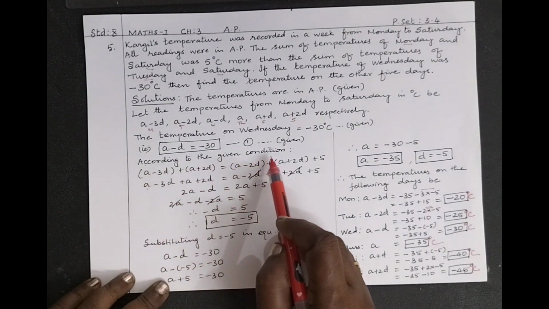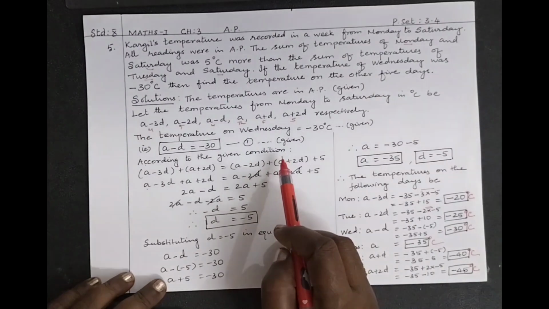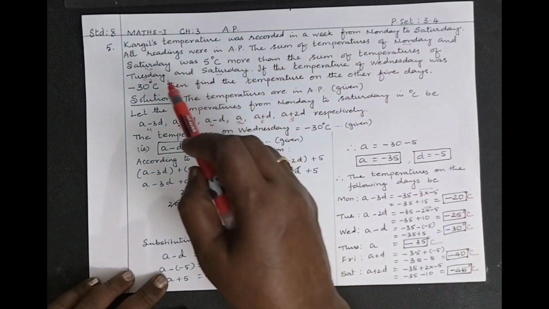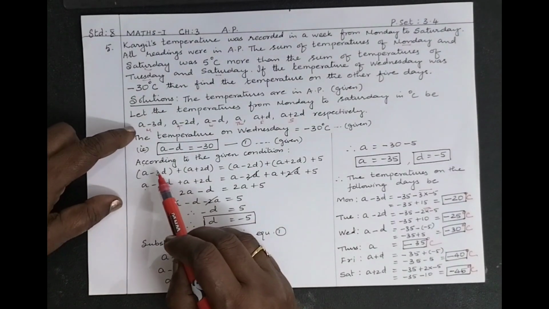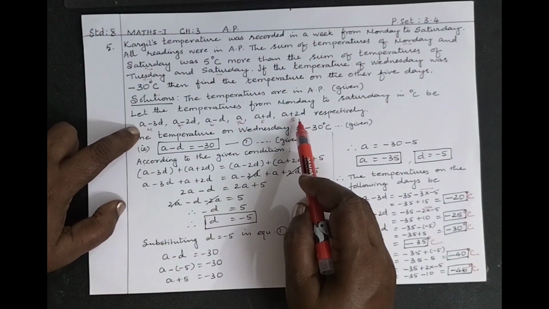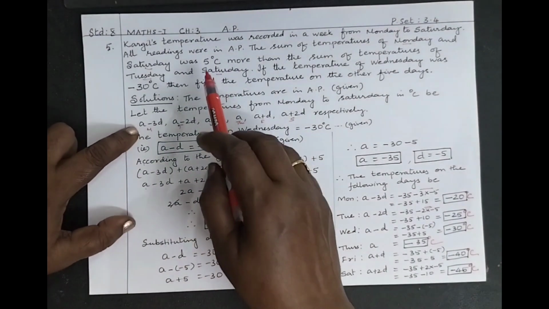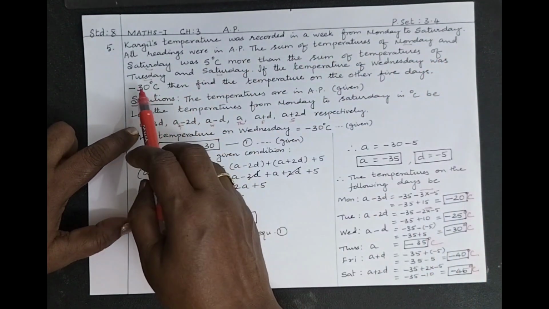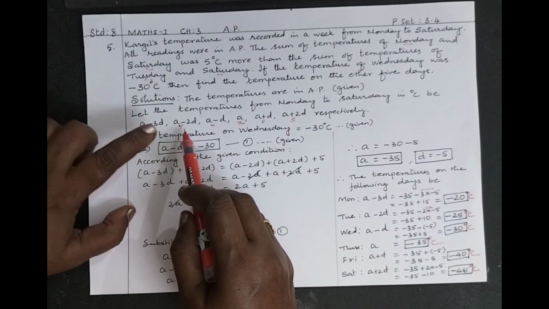Now according to the given condition, the sum of temperatures of Monday and Saturday. Monday is A minus 3D plus Saturday is A plus 2D, which is equal to 5 degrees Celsius more than the sum of temperatures of Tuesday and Saturday. Tuesday is what?